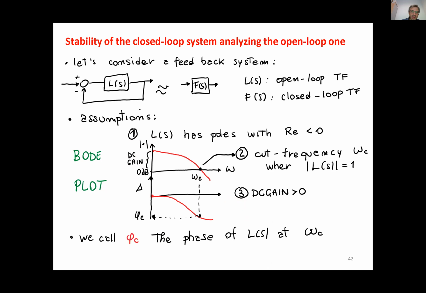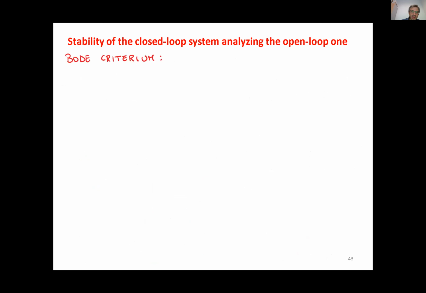And in this case we call phi c the phase of the L(s) transfer function at omega c, at the cutoff frequency, and we call the phase margin the difference between 180 degrees and this phase at the cutoff frequency. We can then have a very nice criterion, which is the Bode criterion, that comes from a way more complex criterion that is the Nyquist criterion, that holds only under this assumption that we almost always have satisfied in robotics and for robotic systems.